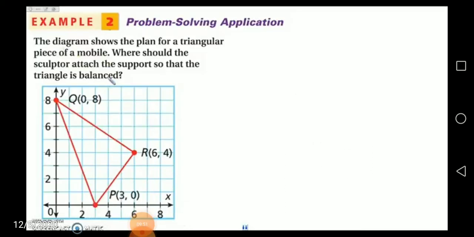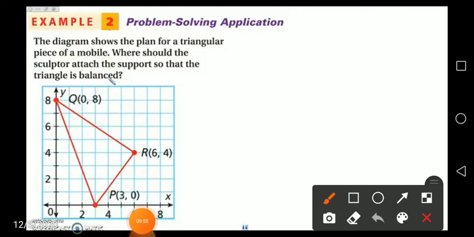Okay, moving to example 2. I have here the diagram that shows the plan for a triangular piece of marble. Where should the sculpture attach support so that the triangle is balanced? The triangle is balanced when I have the centroid. Remember, guys, I have to draw the medians, right? Because the balance happens when we have the medians.